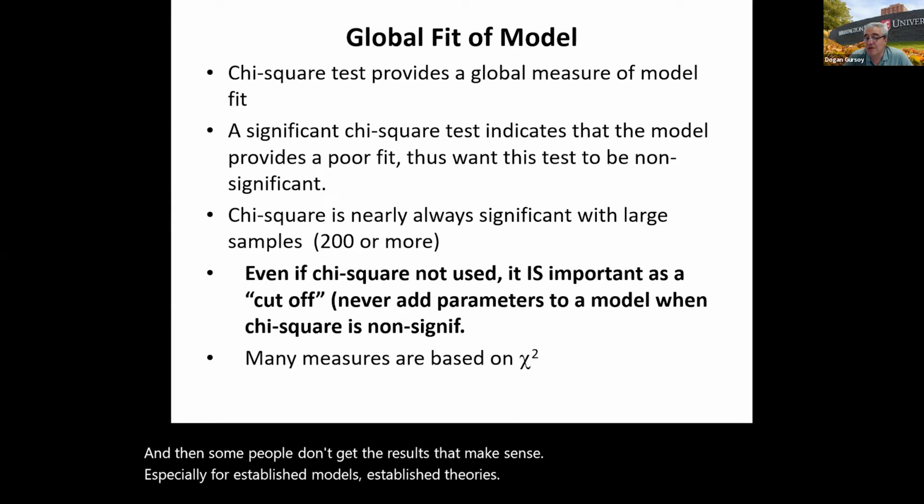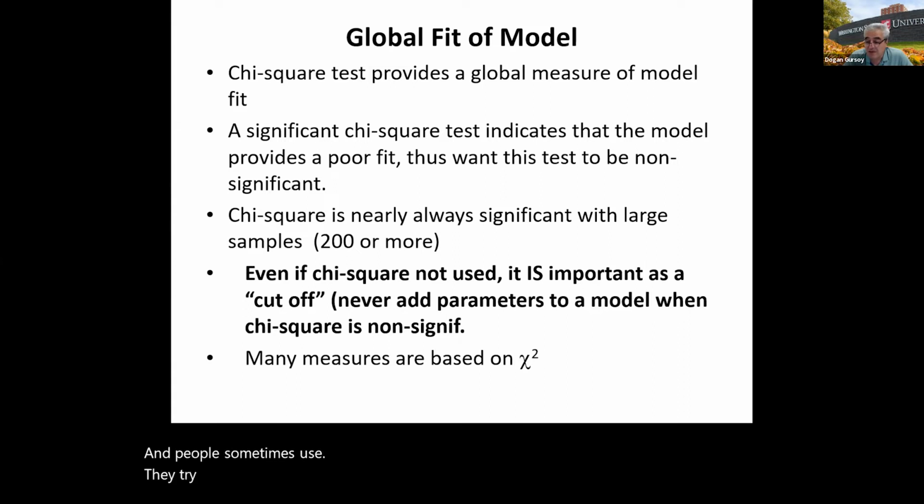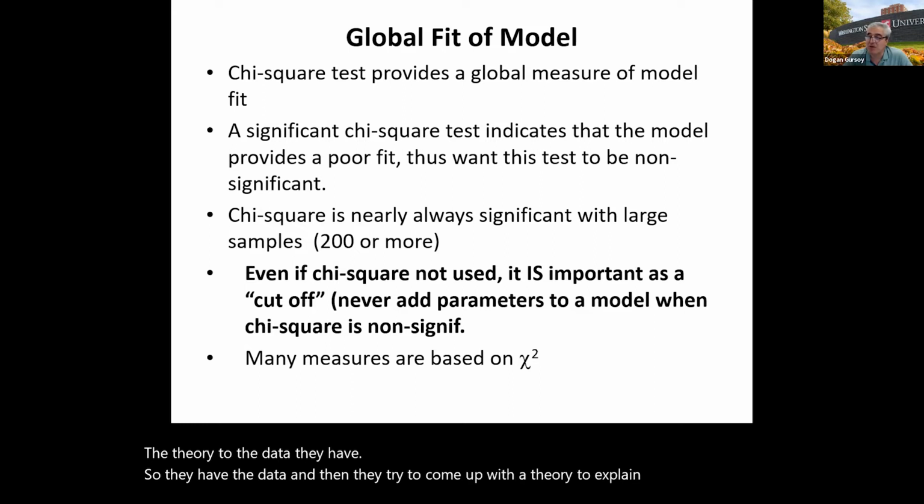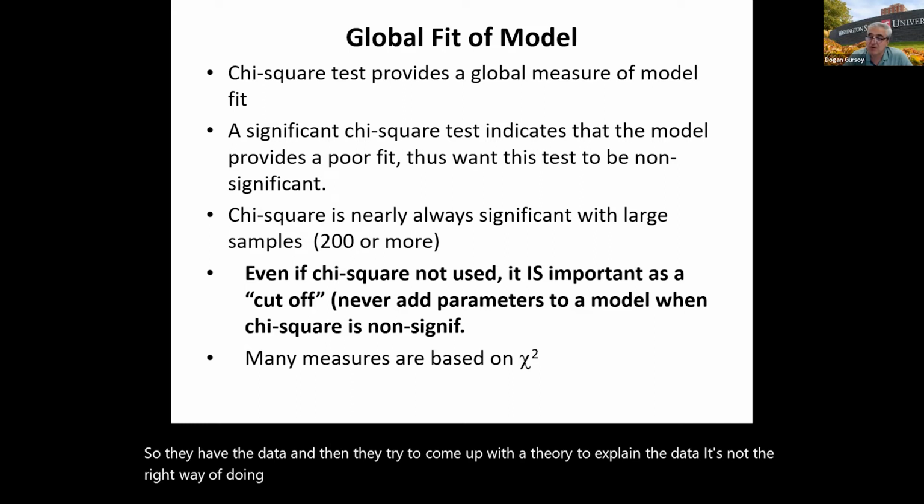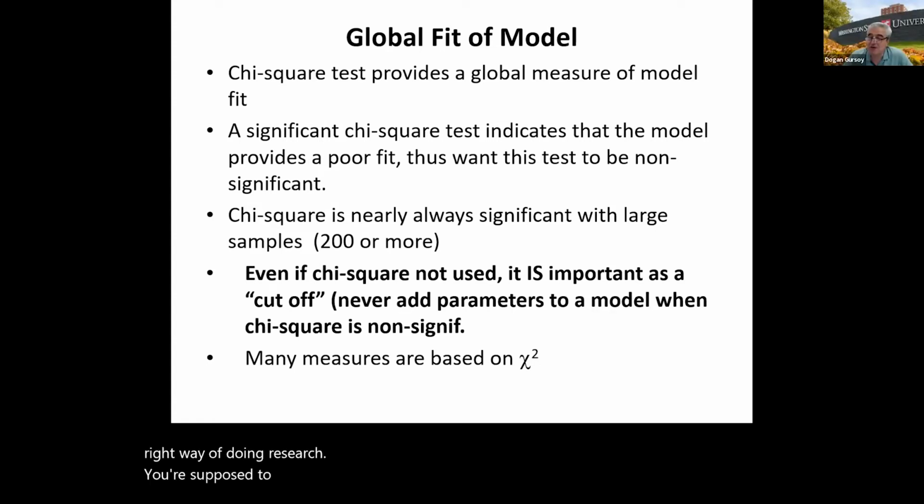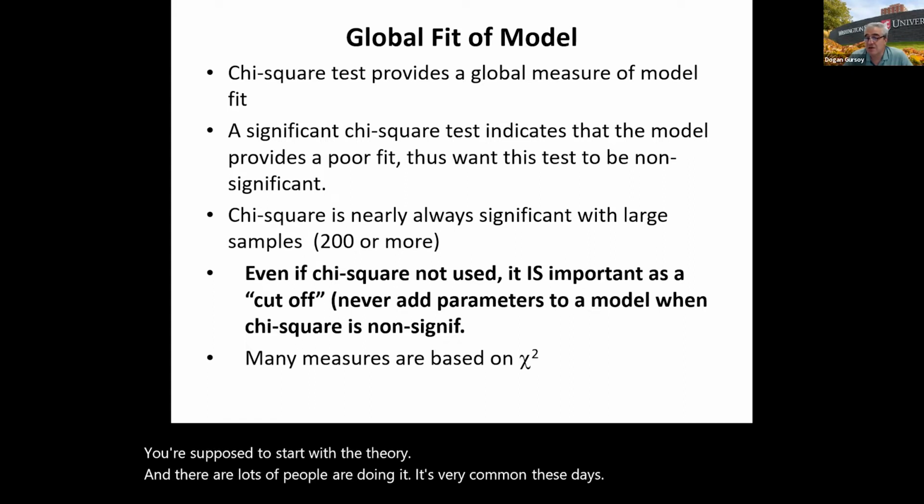And people sometimes try to fit the theory to the data they have. So they have the data, and then they try to come up with a theory to explain the data. It's not the right way of doing research. You're supposed to start with the theory. There are lots of people doing it. It's very common these days, and that's creating issues.